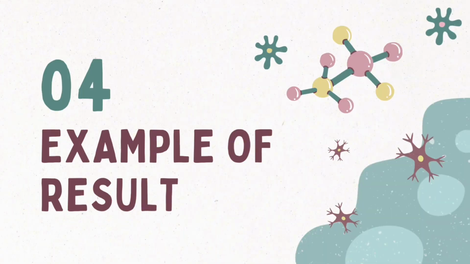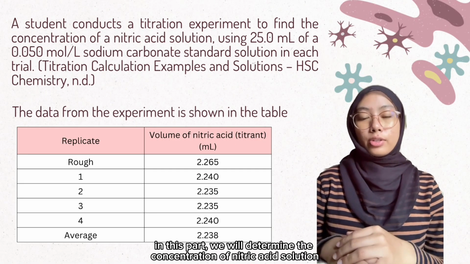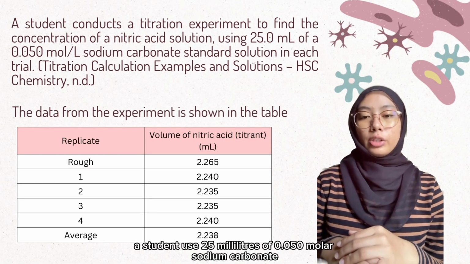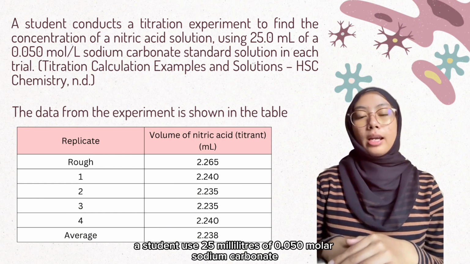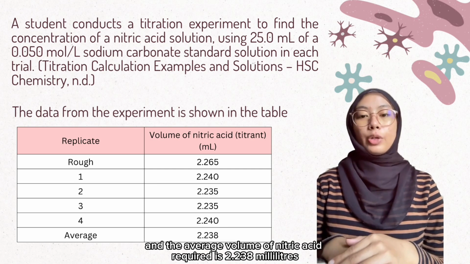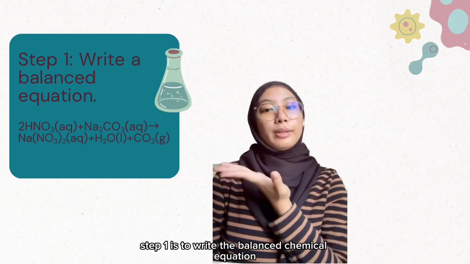Next, we have an example of results. In this part, we will determine the concentration of nitric acid solution using titration. A student used 25 ml of 0.050 molar sodium carbonate and the average volume of nitric acid required is 22.38 ml. Step 1 is to write the balanced chemical equation.